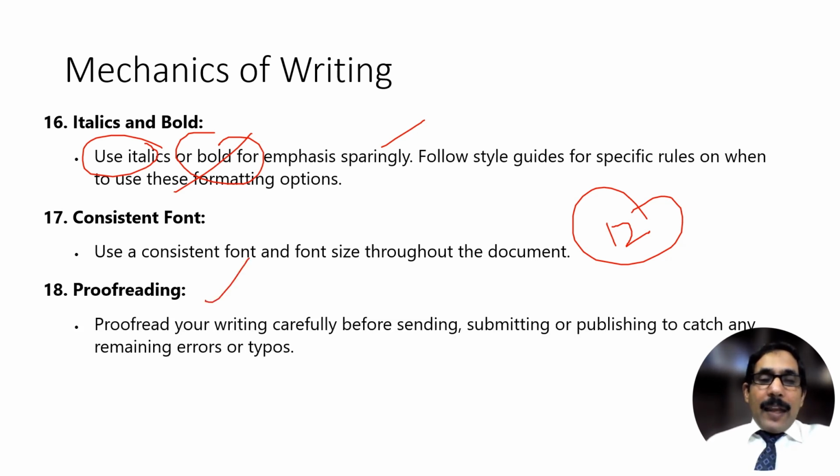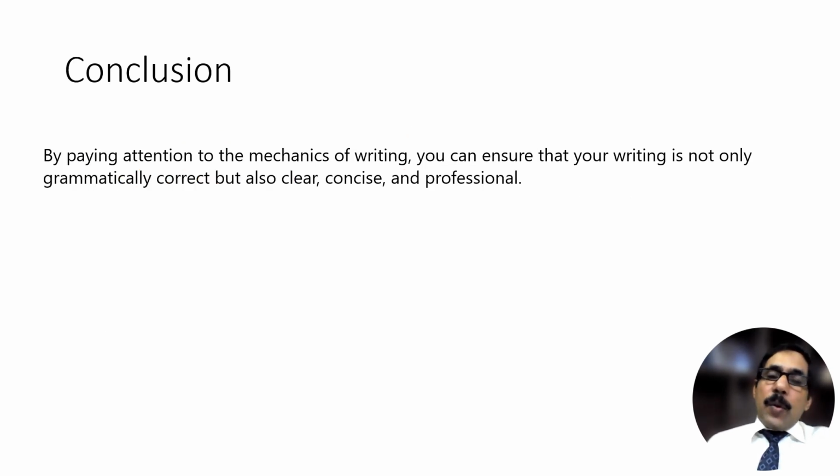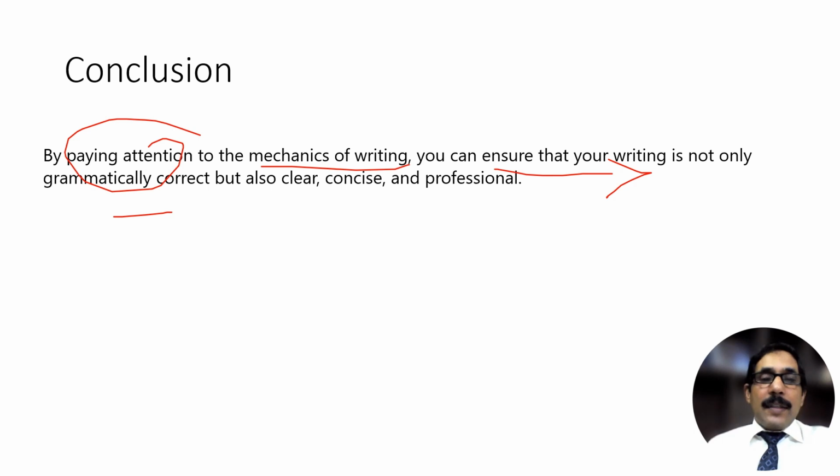Proofreading. Proofread your writing carefully before submitting or publishing to catch any remaining errors or typos. When you have written a document, make sure to read it thoroughly or check spellings with some software so that the document is error free. In conclusion, you have learned that paying attention to the mechanics of writing can ensure your writing is grammatically correct, clear, concise, and professional.